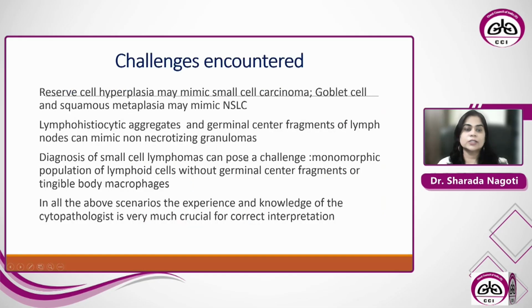Coming to the other challenges which we encounter, sometimes reserve cell hyperplasia may mimic small cell carcinoma, goblet cell and squamous metaplasia may mimic non-small cell carcinoma, lymphohistiocytic aggregates and germinal center fragments of lymph node can mimic non-necrotizing granulomas. Diagnosis of small cell lymphomas can pose a very big challenge sometimes. Presence of a monomorphic population of lymphoid cells without germinal center fragments or tingible body macrophages are more of pointers towards lymphomas. So in all the above scenarios, the experience and knowledge of the cytopathologist is very much crucial for correct interpretation.